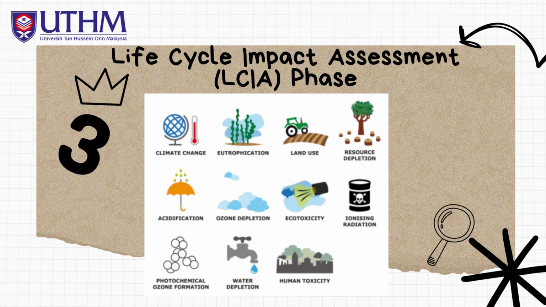Third is the life cycle impact assessment (LCIA), or impact assessment phase. In the life cycle impact assessment phase, LCA results are associated with environmental impact categories and indicators. This is done through LCA methods, which firstly classify emissions into impact categories and secondly characterize them to a common unit so as to allow comparison. What is included in impact assessment? This includes climate change, eutrophication, land use, resource depletion, acidification, ozone depletion, and others.